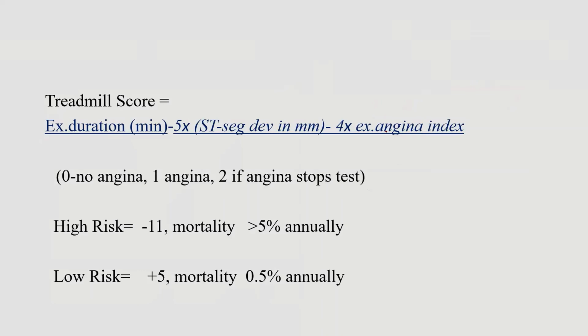And what is the angina index? Angina index is 0 if no angina during the exercise. It is 1 if there is angina, but it's not limiting the exercise, meaning the patient has chest pain, but he can carry on the exercise. Now, it is 2 if it stops the test, meaning if the angina is severe enough to terminate the test, that is 2. So this is what you are going to do here.